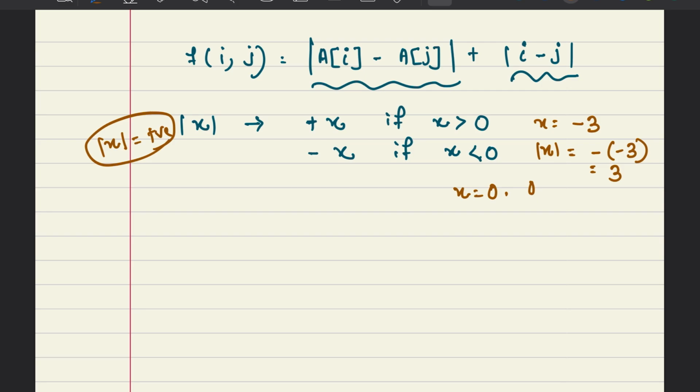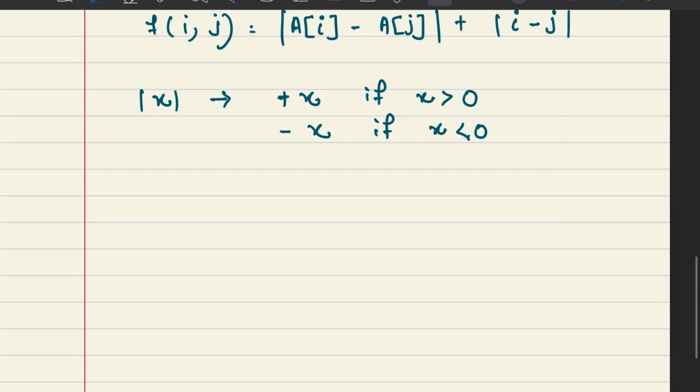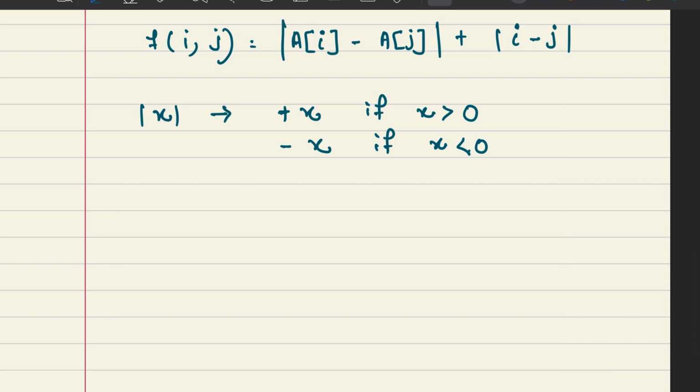Okay, right? So now if we apply the same thing to this expression and this expression, let's say a[i] minus a[j] and i minus j.